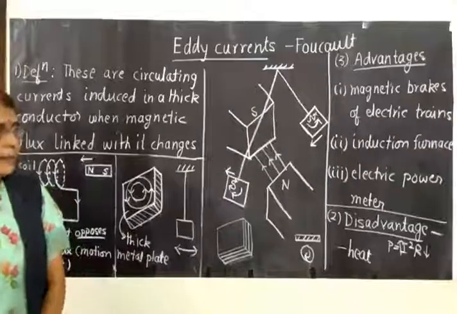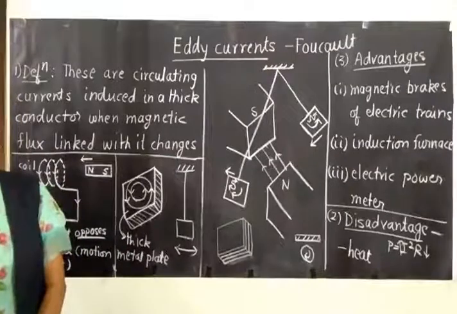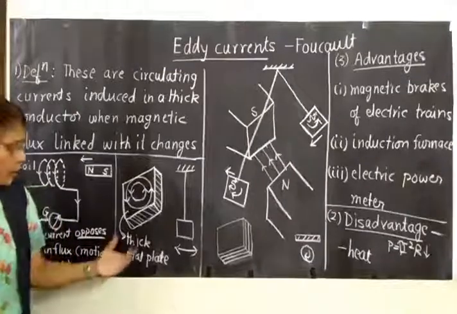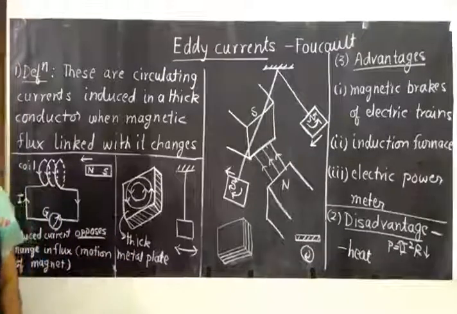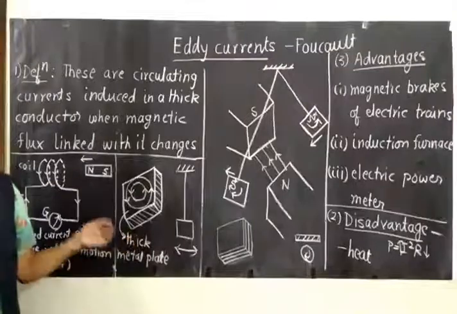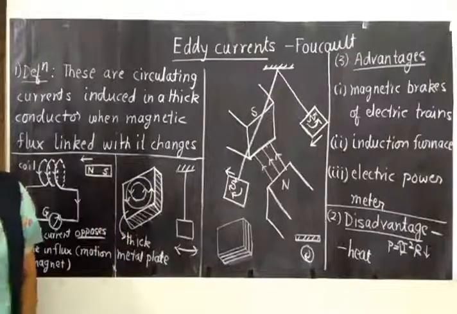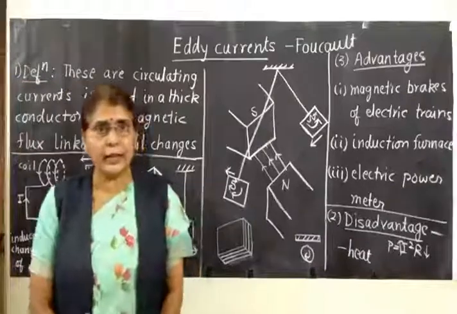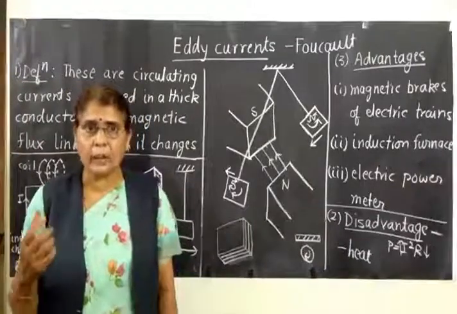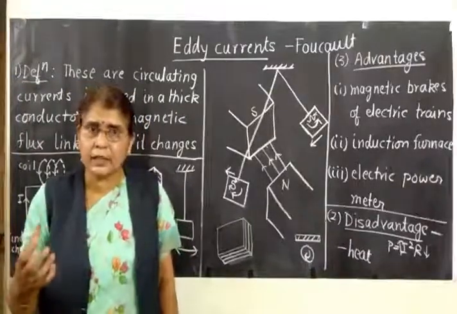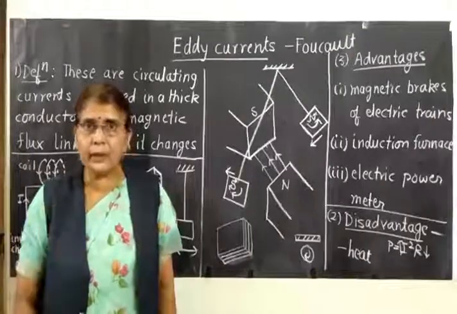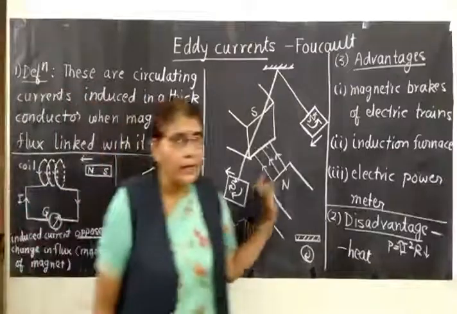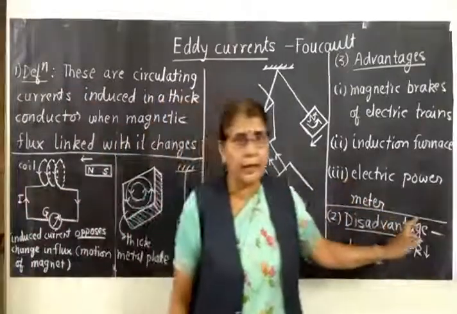Now, what is the disadvantage of eddy currents? It has a major disadvantage. You all know that metals are good conductors of electricity. So for a metal, resistance is very small. If the resistance is very small, the current flowing through it will be very large. Resistance means opposition to current. If the opposition is very small, current can easily flow through it. So for a metallic conductor, there is a small resistance and the current will be very large.